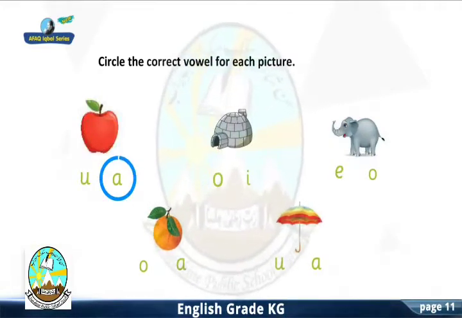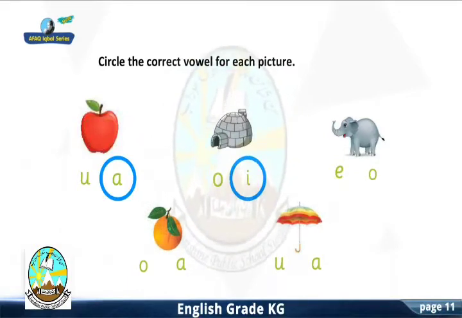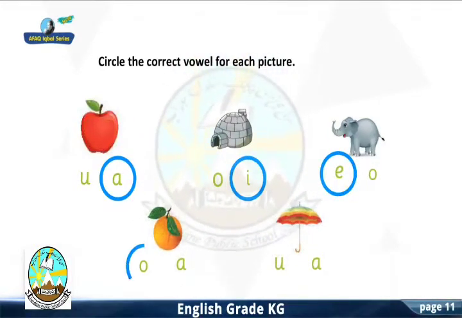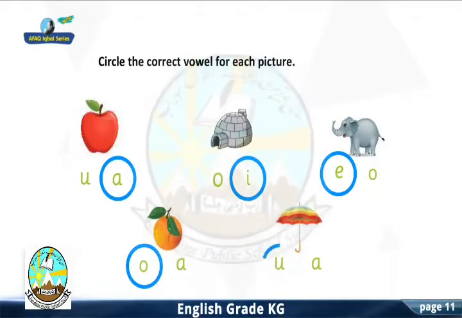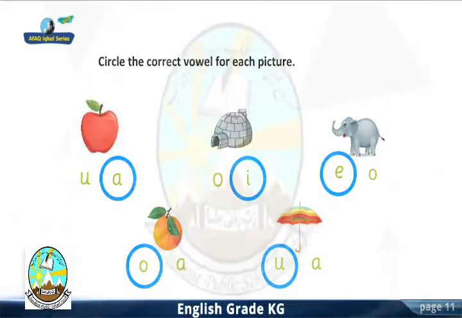Sheet number 5. Circle the correct vowel for each picture. A, apple. I, igloo. E, elephant. O, orange. U, umbrella. Very good.